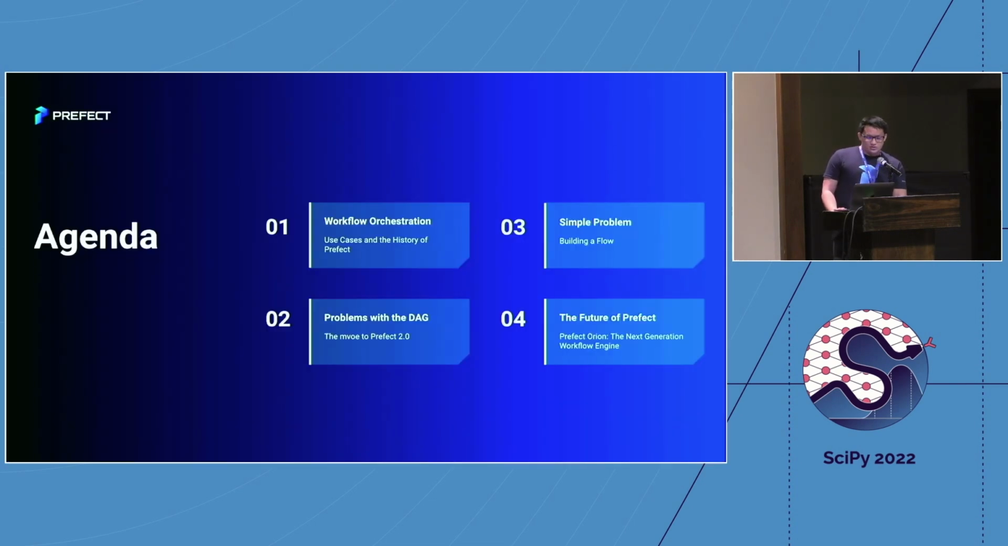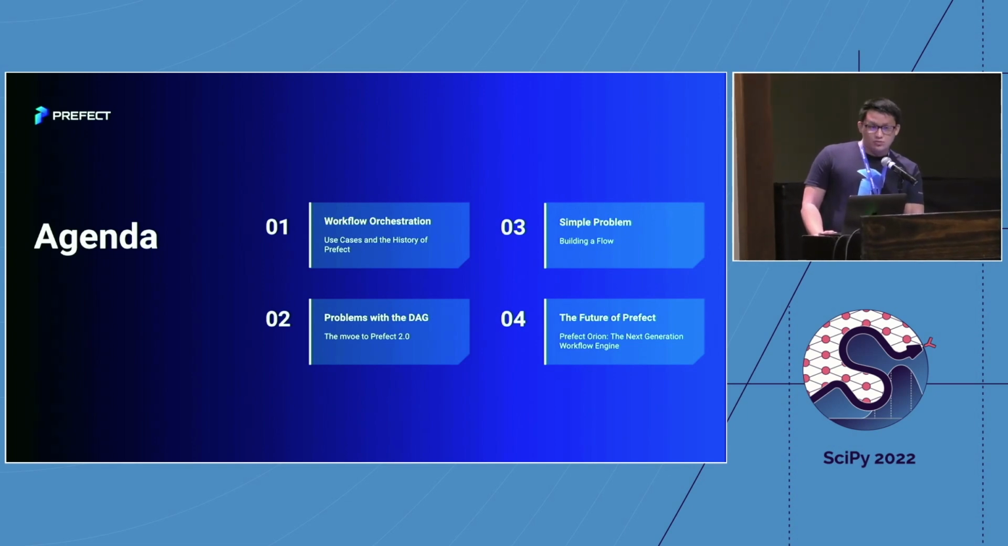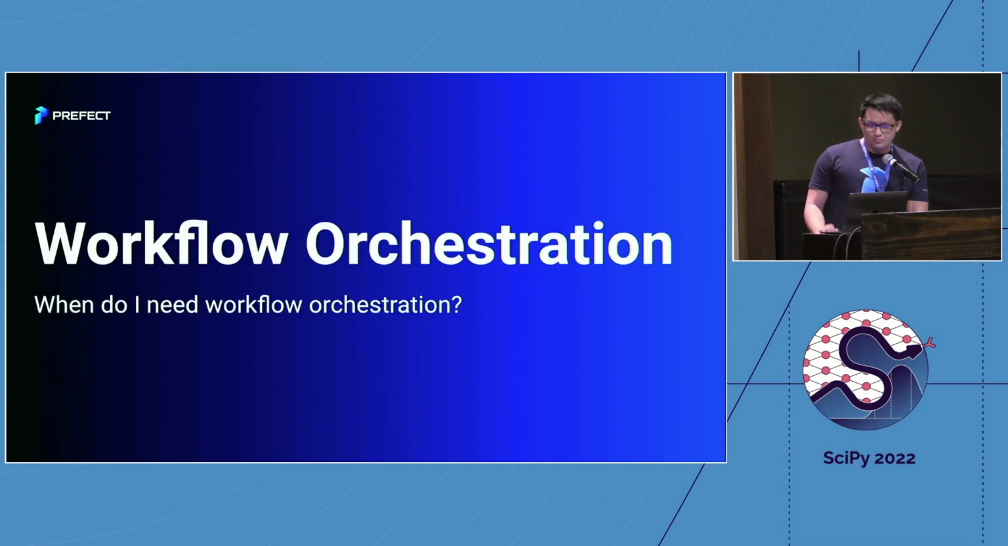So for today, we're just going to go over what general workflow orchestration is, the use cases, a bit of history about Prefect, and then we're going to talk about why Prefect explicitly moved to 2.0 and what exactly is different about 2.0, and then we'll use Prefect and build a simple workflow.